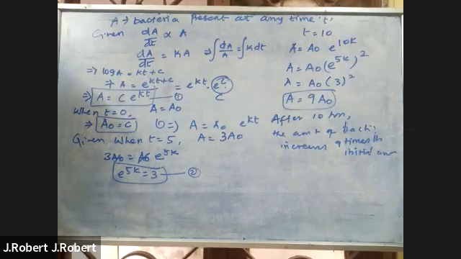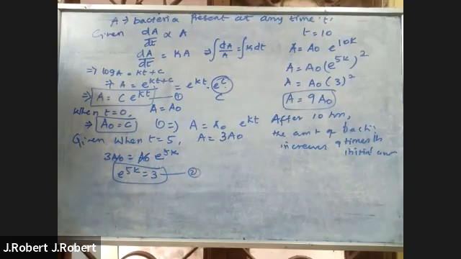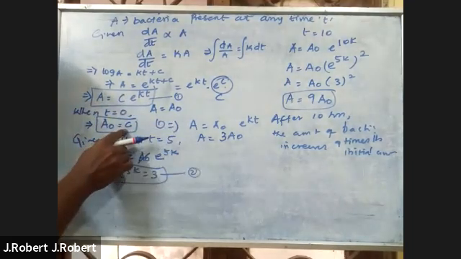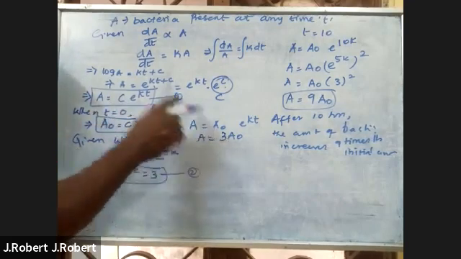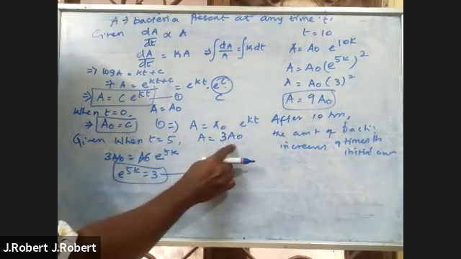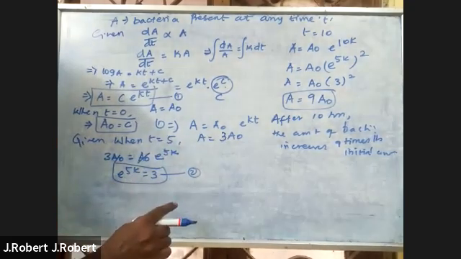First step, initially I don't know how much amount there is, so I fix it myself as A naught, the initial amount. So when t is equal to 0, I can put A is equal to A naught. From that, we find that C is equal to A naught. Substitute A naught for C, and the equation becomes A equals A naught e power kt. Now it is given that after 5 hours the bacteria will triple the initial amount, which means A becomes 3A naught when t equals 5. Substituting, we get e power 5k is equal to 3.